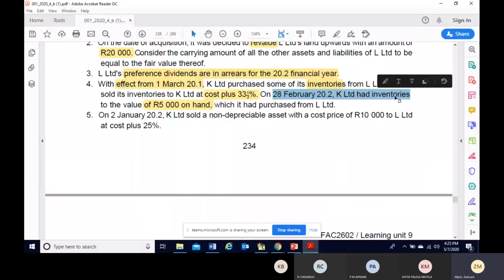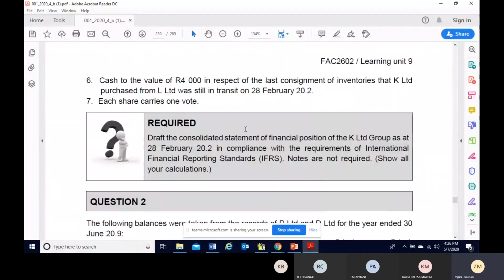This is closing. On 2 January 20.2, KLTD sold a non-depreciable asset with a cost price of 10,000 to LLTD at a cost of 25%. So there is an unrealized profit made out of a non-depreciable asset.